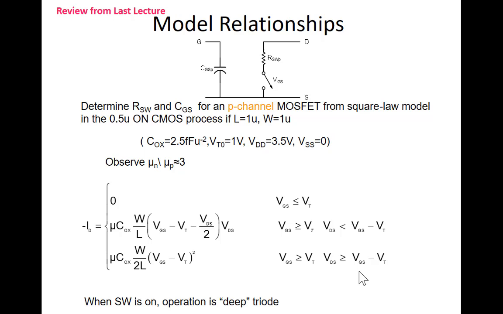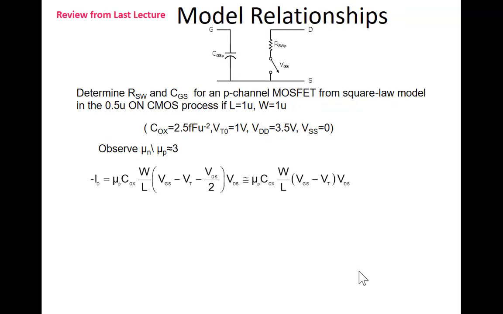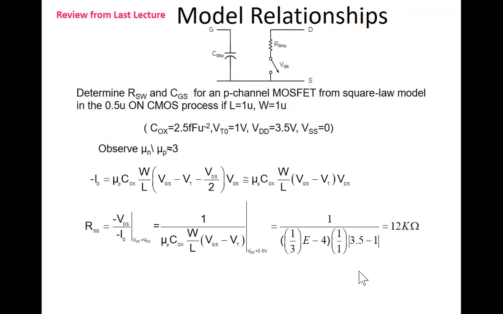For the P-channel device, we do the calculation again, and we see in this case the resistance is 12 kiloohms, 3 times what it was before because of that mobility ratio, and we see CGS is the same because we have the same dimensions of the P-channel device, and the Cox are the same.